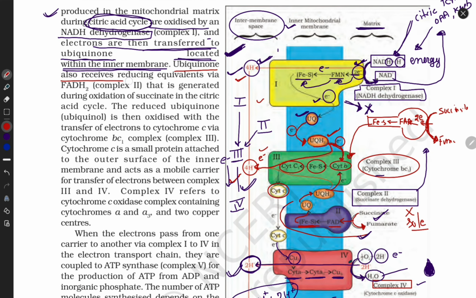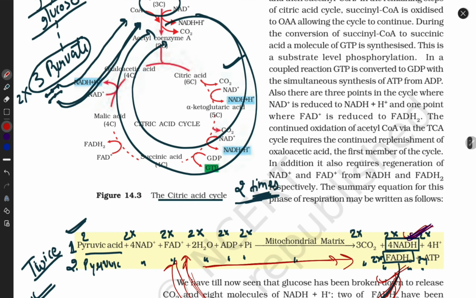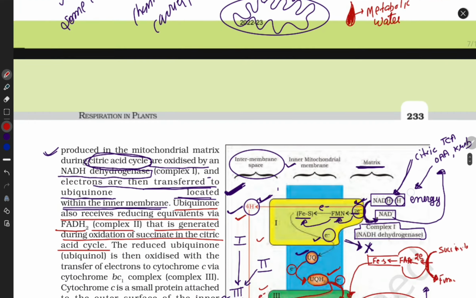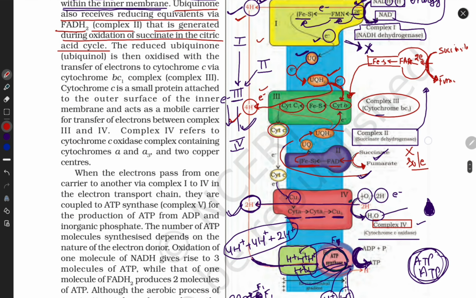Ubiquinol also receives reducing equivalents via FADH2 from complex 2, which is generated during oxidation of succinate in the citric acid cycle. We know now what complex 2 does: it changes succinate to fumarate. This process escapes from the citric cycle, where succinate changes into fumarate, then malate. So this process occurs in complex 2.